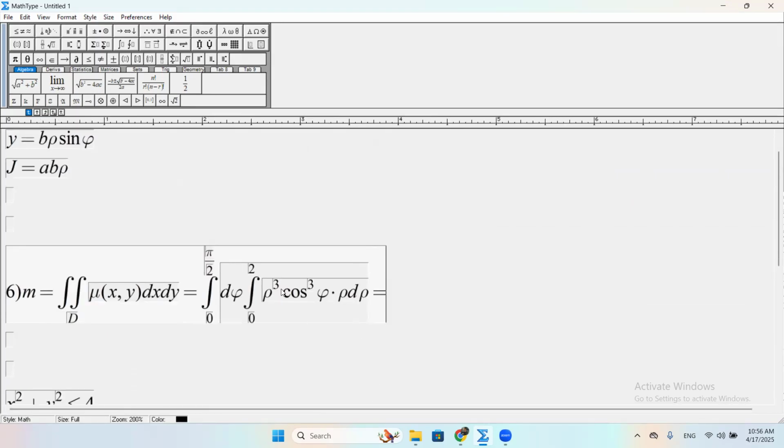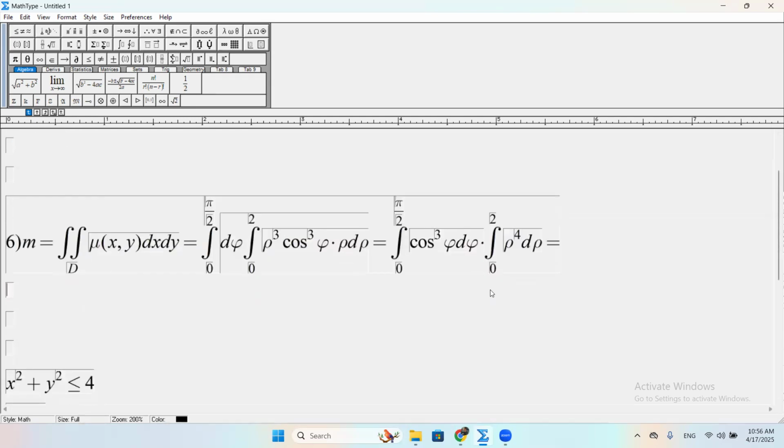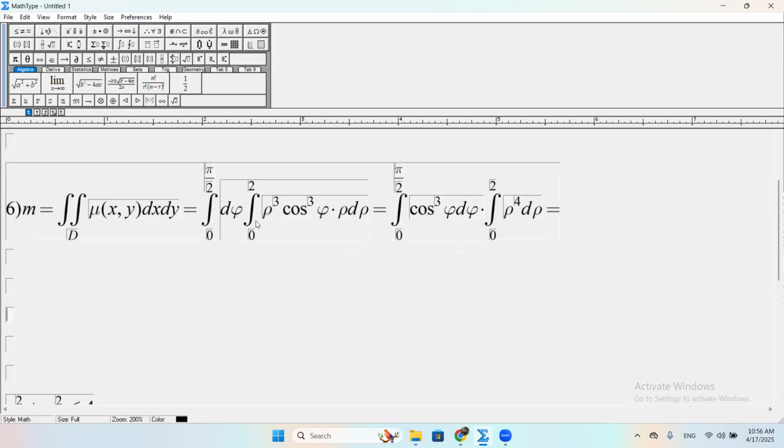And this is one more example where we can split it into a product of independent integrals. And here is rho to the power of 4. So now we can calculate these integrals separately. I1 will be equal to this integral of cosine cubed.